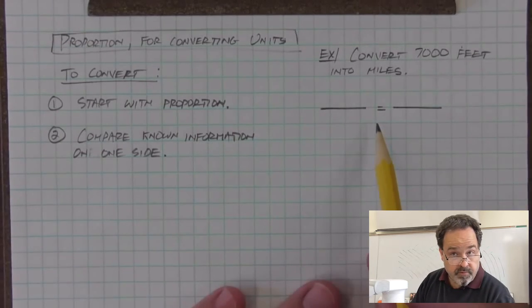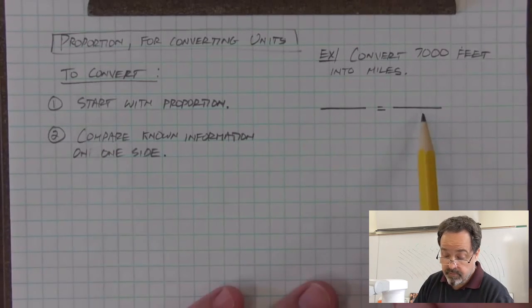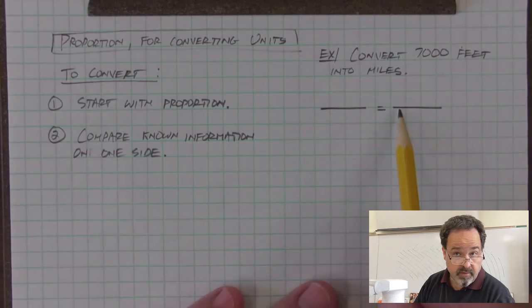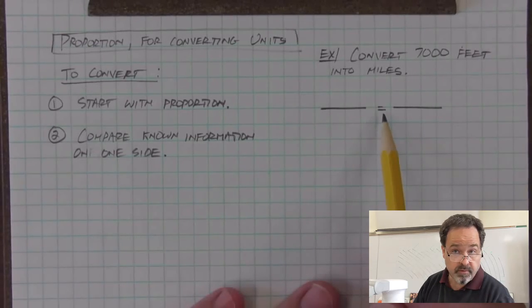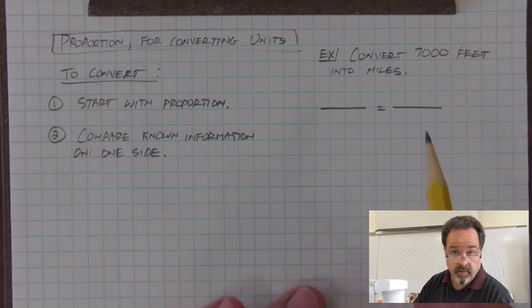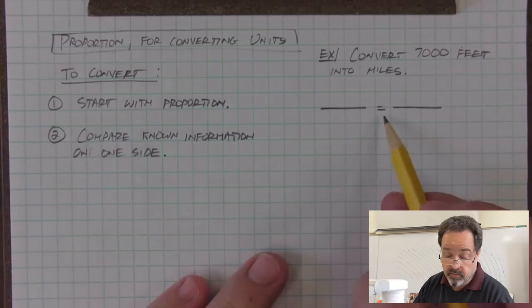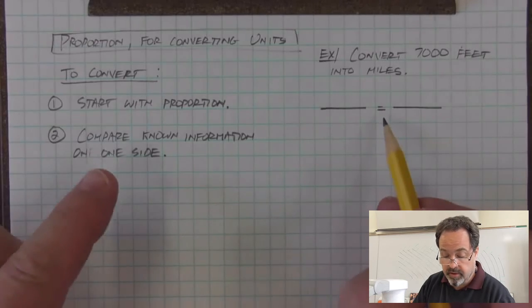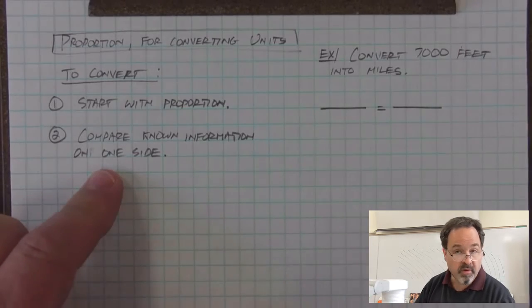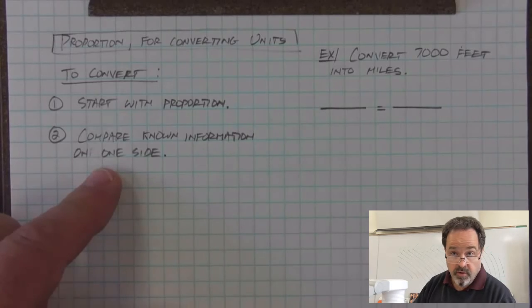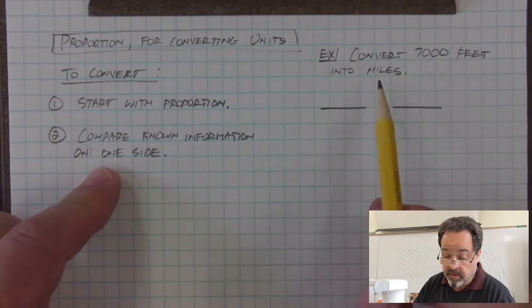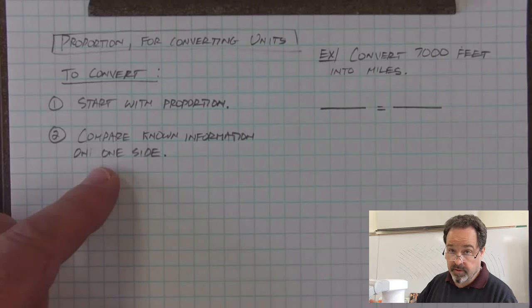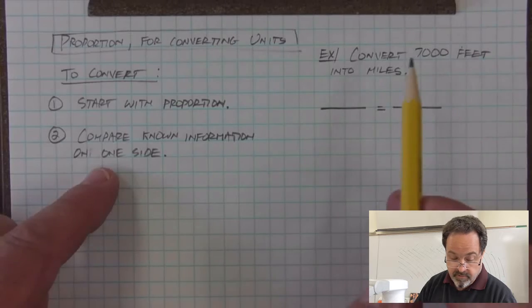So this proportion that we started with is 2 fractions. They're the fraction bars. They have yet to be completed, equal to each other. This is an equation because 2 sides are being compared with an equal sign. So we're going to compare known information on one side of this equation. The known information when we're talking about feet and miles, and we could look this up on the internet or a conversion table or chart, is how many feet are in a mile.